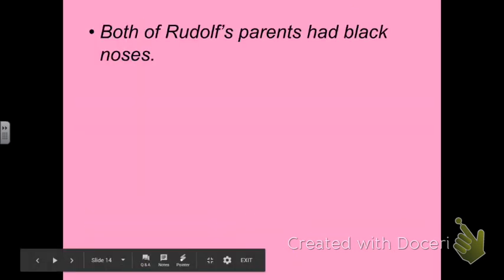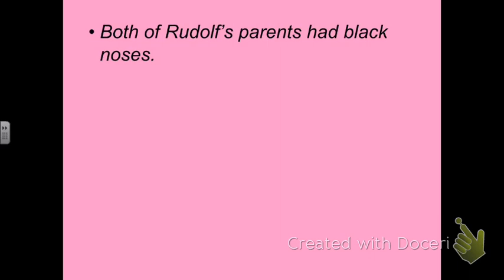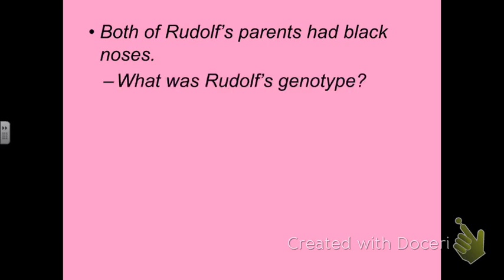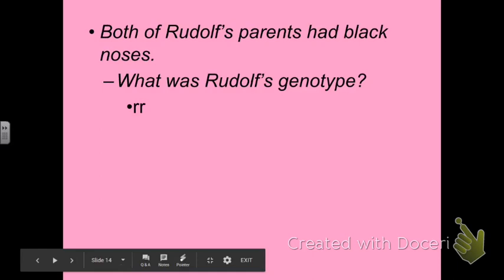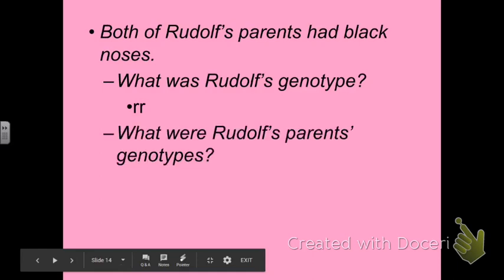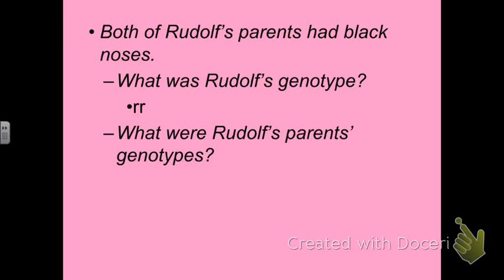Okay, so now let's go into some thoughts with this. Thinking about both of Rudolph's parents, they did have black noses. What was Rudolph's genotype? Pause and think about that. Okay, Rudolph had a red nose, so Rudolph's genotype would be homozygous recessive. I could use N's. I picked different letters there, but I could use N's. So knowing that Rudolph is homozygous recessive, there I used little r, we should be able to figure out what Rudolph's parents must have been.